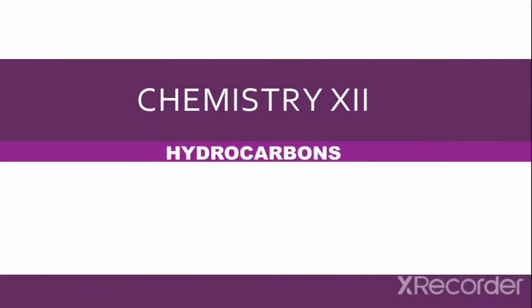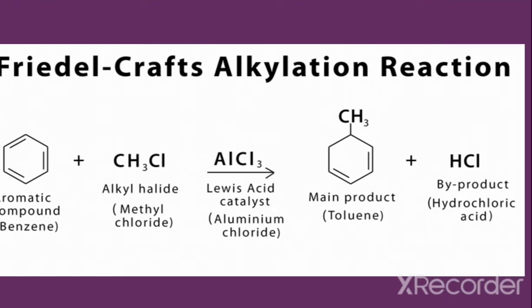In this video, we will learn about the Friedel-Crafts reactions. Firstly, we will discuss the Friedel-Crafts alkylation reaction. In this reaction, we will take an aromatic compound such as benzene and an alkyl halide such as methyl chloride, and in the presence of a catalyst, that is the Lewis acid aluminium trichloride, we will get the main product as toluene and a byproduct that is hydrochloric acid.